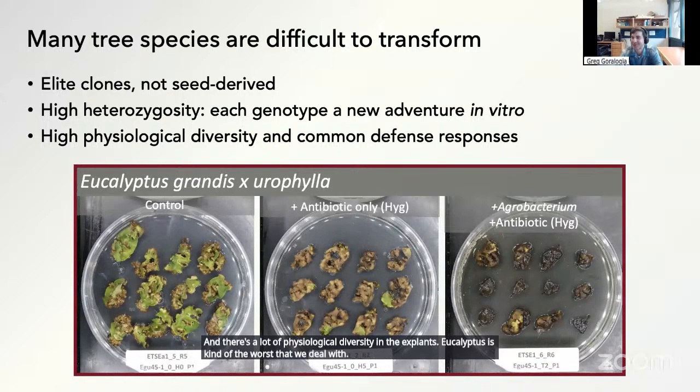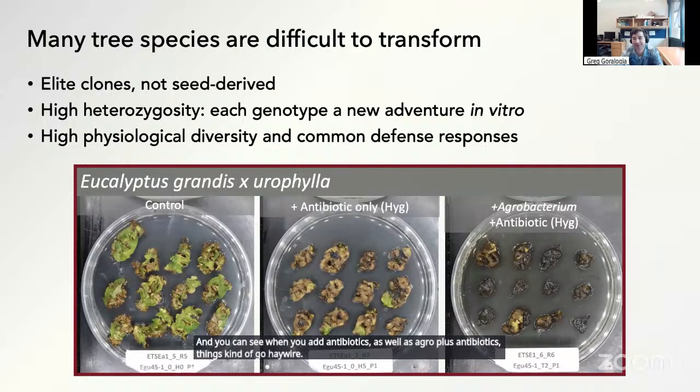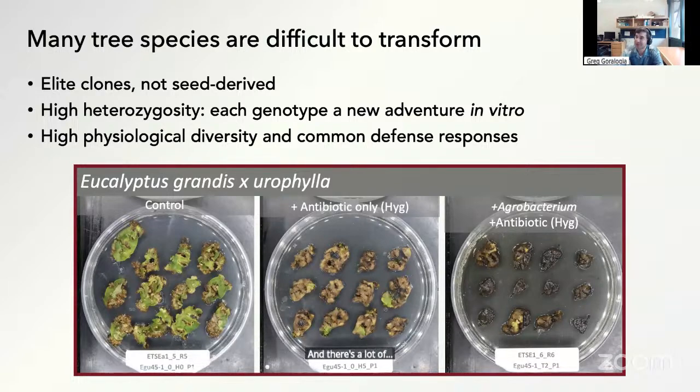Some petri dishes are shown here. This is actually the best performing of about 100 genotypes we screened. And you can see when you add antibiotics, as well as Agro plus antibiotics, things go haywire. There's a lot of necrotic tissue and strong immune responses.